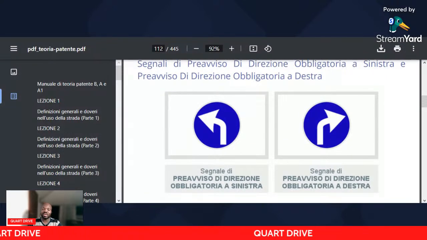So whenever you see this sign here, you have to know that as you are going forward, you are obliged to turn to your left-hand side when it is the first one, and you are obliged to turn to the right-hand side when it is the second one. So this is what we have for today, and I think we are going to wrap up for today.